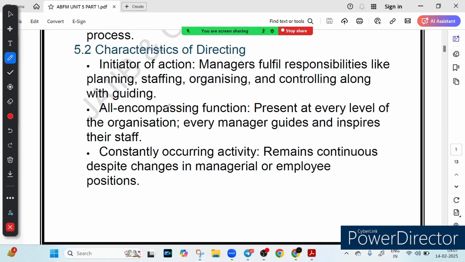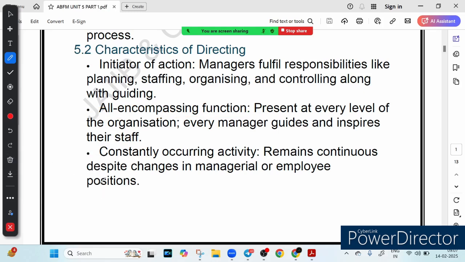Now the next point is the all-encompassing function. It means it is present at all levels, whether it is the CEO of a company or a team leader in a bank branch, every manager has to direct the team. It is not just for top management, every level has a role in guiding their staff. So that is called an all-encompassing function.